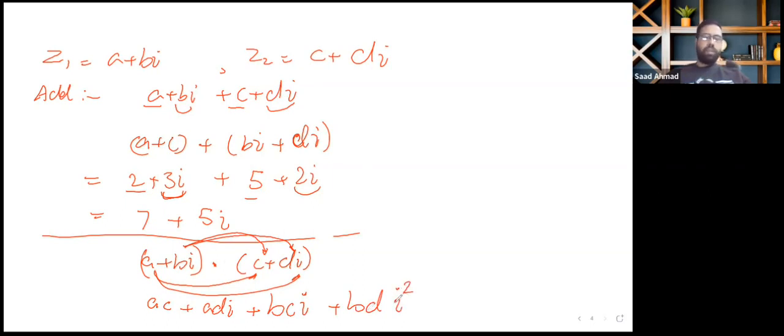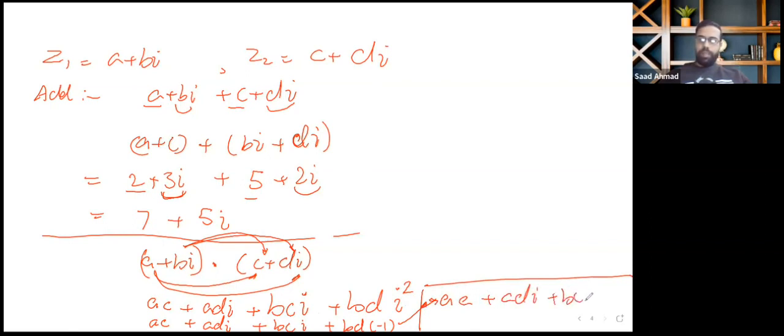And if you remember, the value for i squared is -1. All right, so we will have ac plus adi plus bci, and this i squared is -1. So plus bd times -1. So it will basically become ac plus adi plus bci minus bd. So that's how we can multiply.